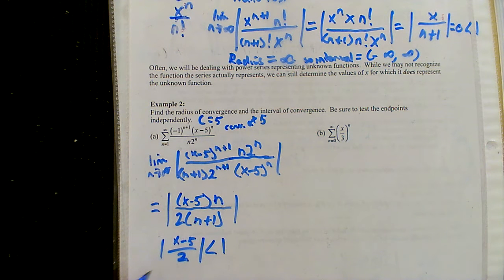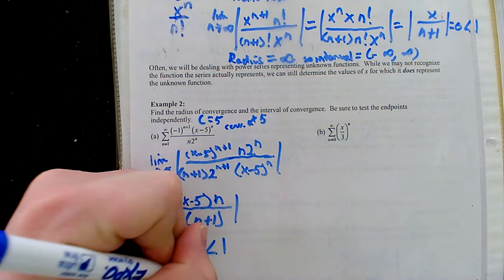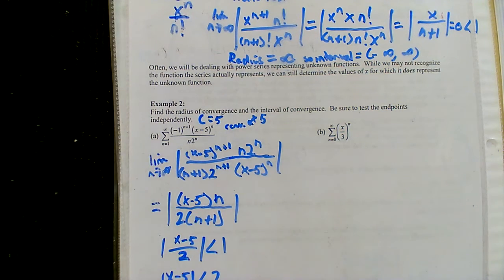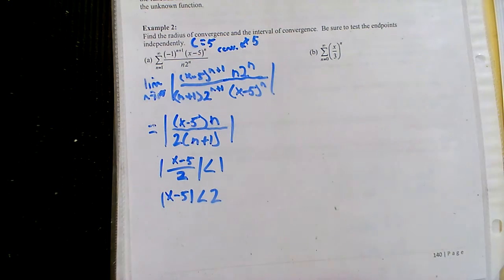Well, we have this 2 on the bottom. Let's go ahead and get rid of that. The absolute value of x minus 5 is less than 2. Let me move that up some. So again, what we're working towards right now is trying to find what that interval of convergence is. And we'll find that in the radius of convergence.